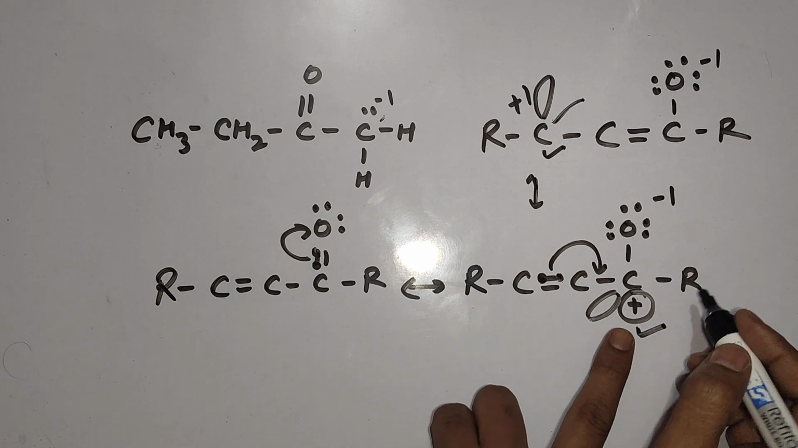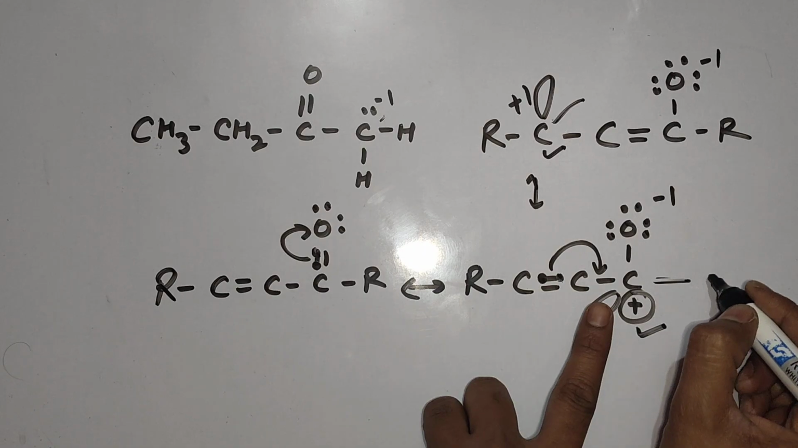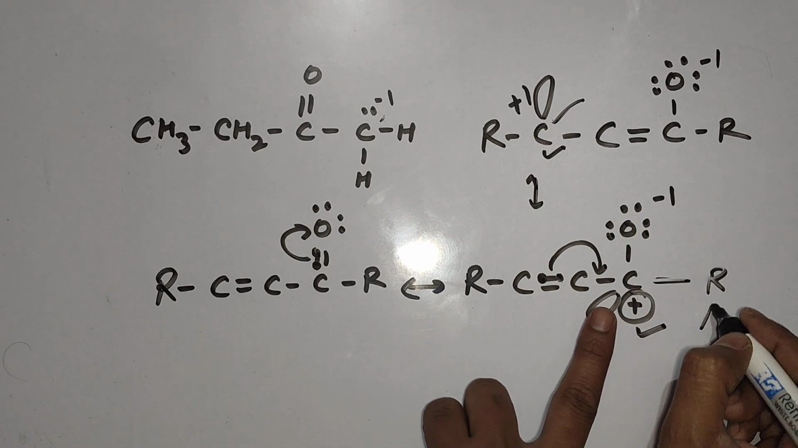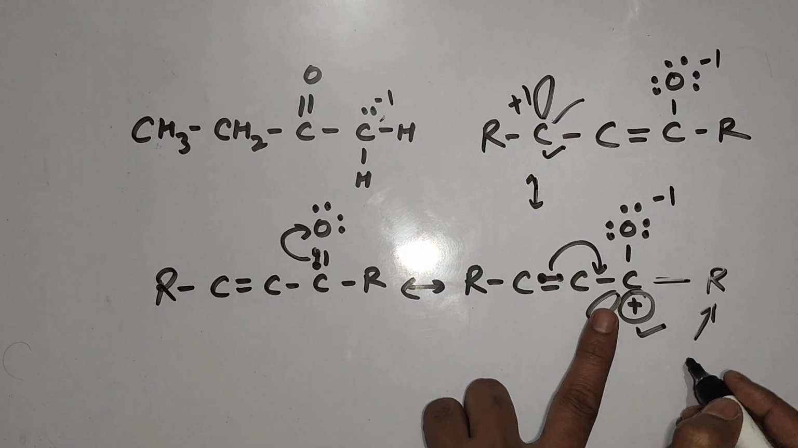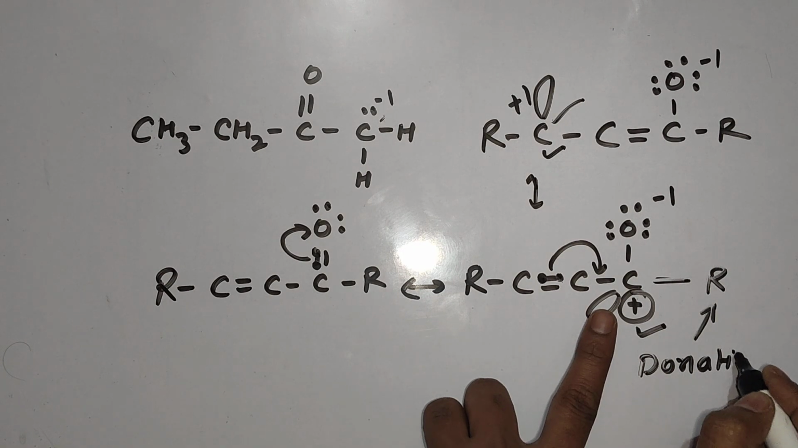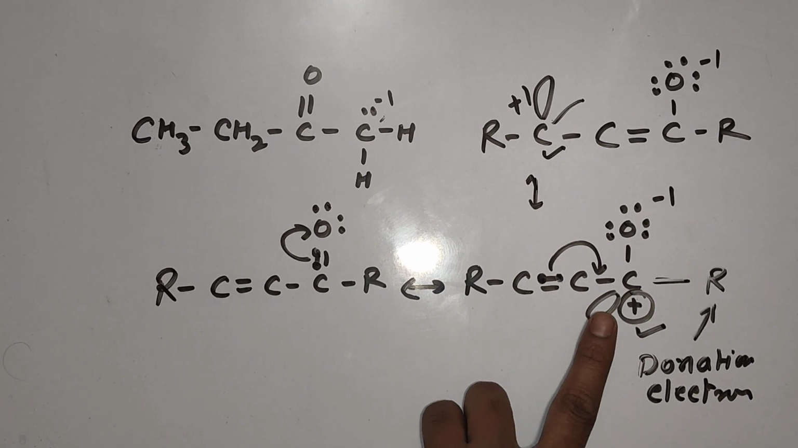The reason is that around this carbocation an R group is present, an alkyl group. And we know what the nature of an alkyl group is. Alkyl groups have a nature of donation of electrons, which we call the plus I effect.